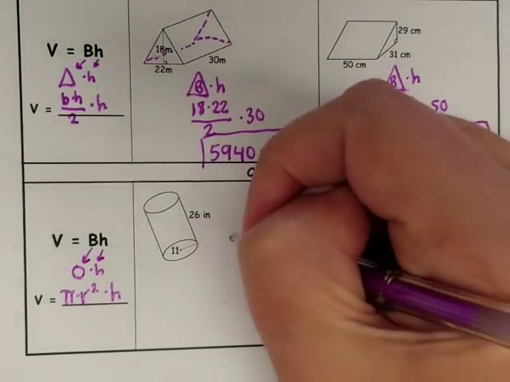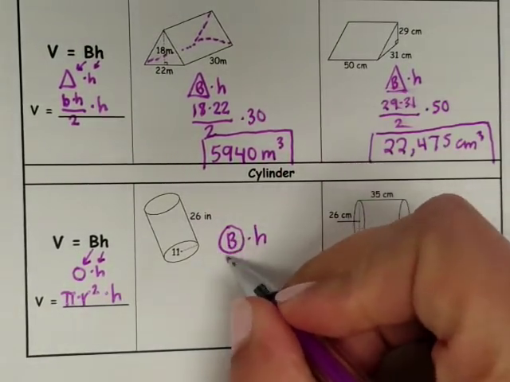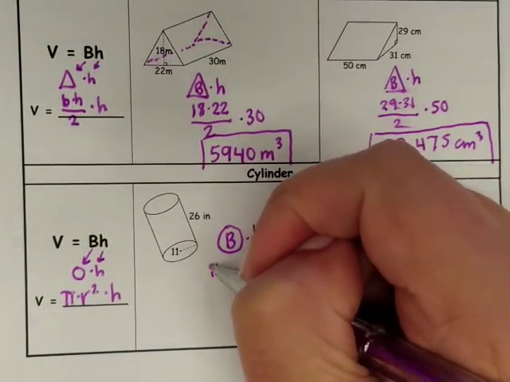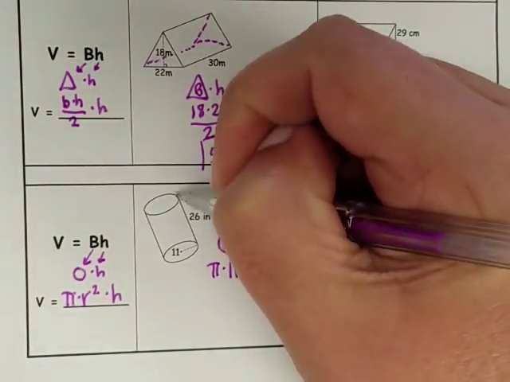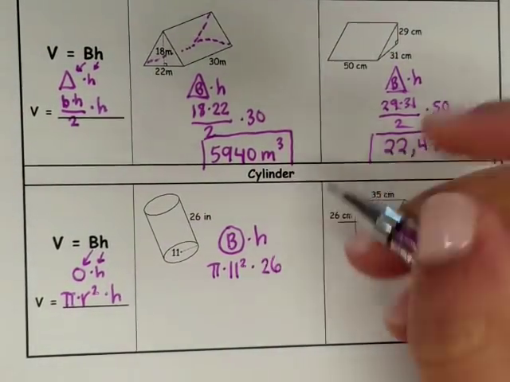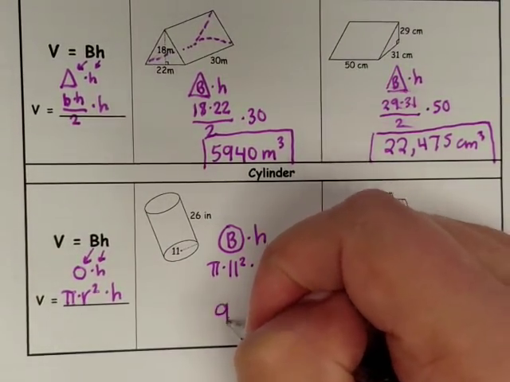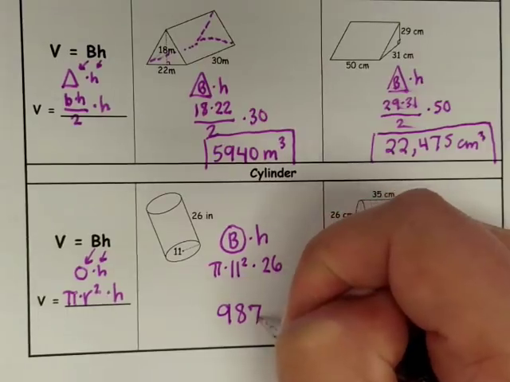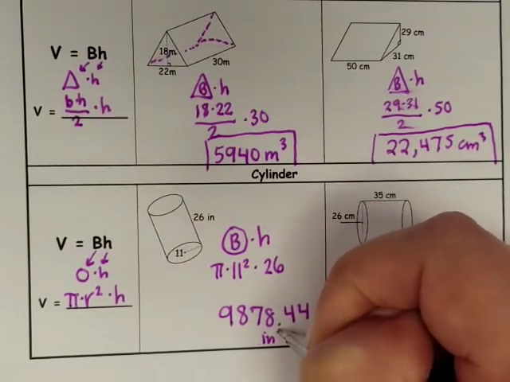So this circle, the base shape, we need to find the area of that. So area is pi times radius squared, and then times the height of the cylinder, 26. And then when I type that all into my calculator, I get 9,878.44 inches cubed.